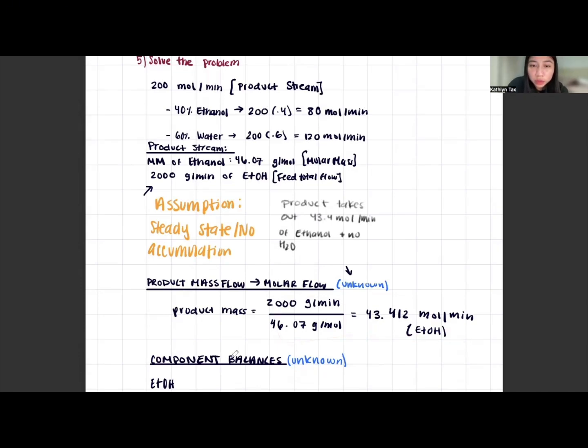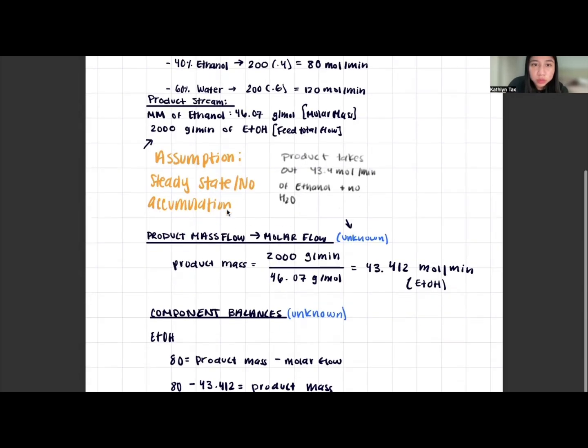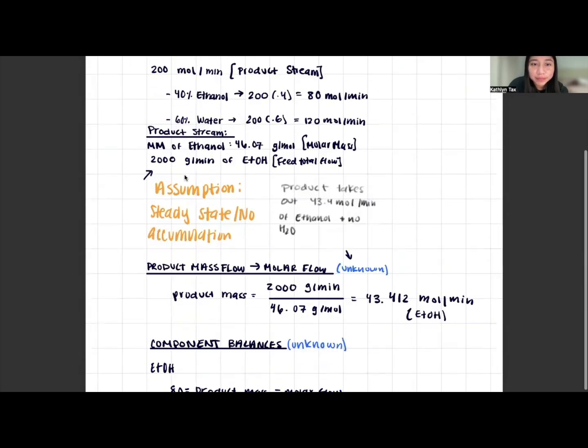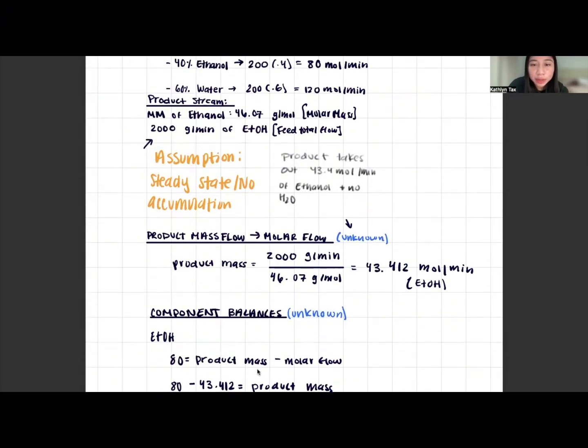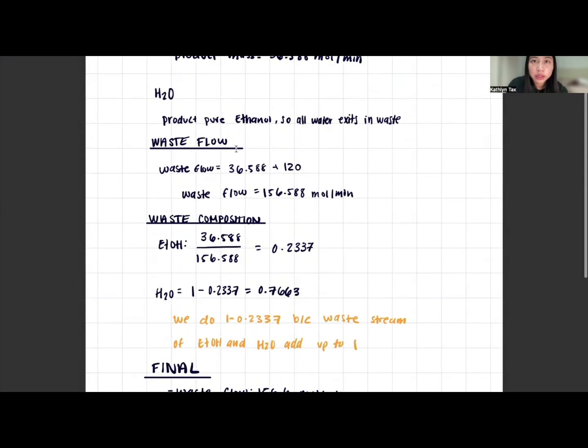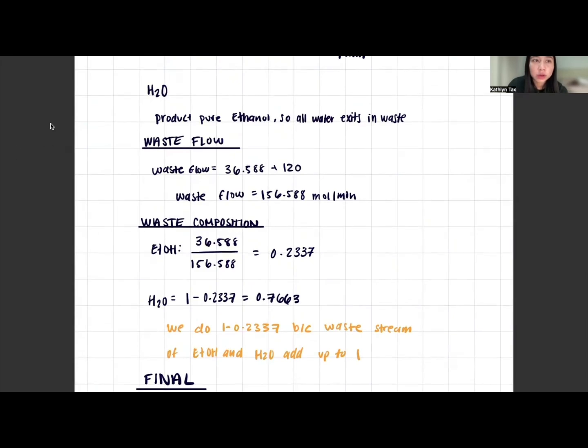So now we find the ethanol balance. To find the ethanol in the separator waste, we do 80 minus 43.412, which is what we previously found. And that gives us an ethanol waste flow of 36.58 moles per minute. For water, all the water exits in the waste. So furthermore, for the waste flow, we add the ethanol in the waste to 120, and the waste flow of that is 156.58 moles per minute.